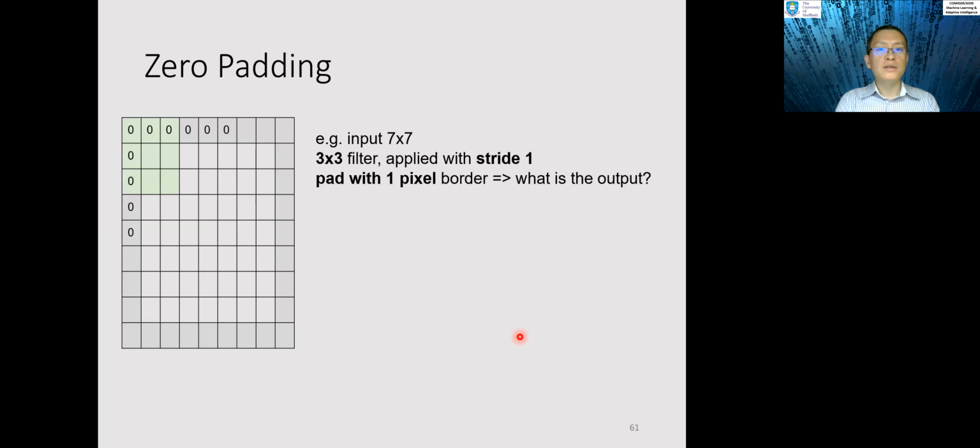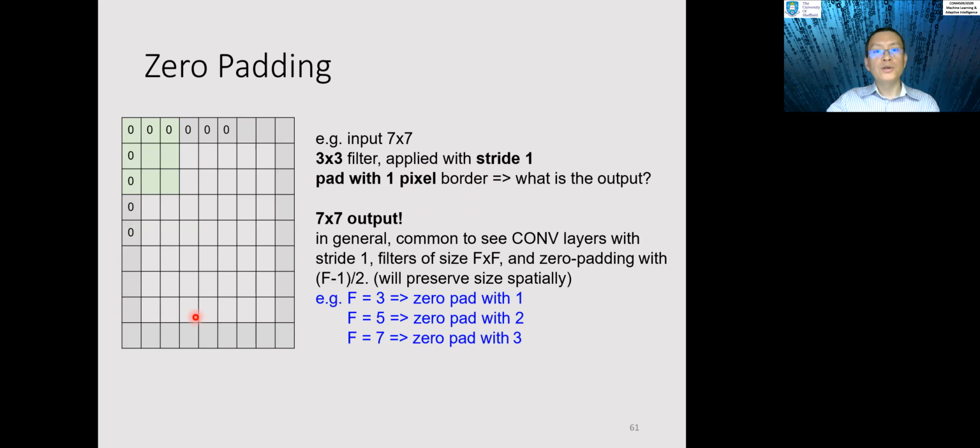So another operation is zero padding, right? Suppose we still have the same 7 by 7 image and 3 by 3 filter, but now we apply a stride of 1 and pad it with 1 pixel along the border. So here we pad the 0 along the border of the 7 by 7 image. What will be the output? Actually what we have will still be a 7 by 7 output.